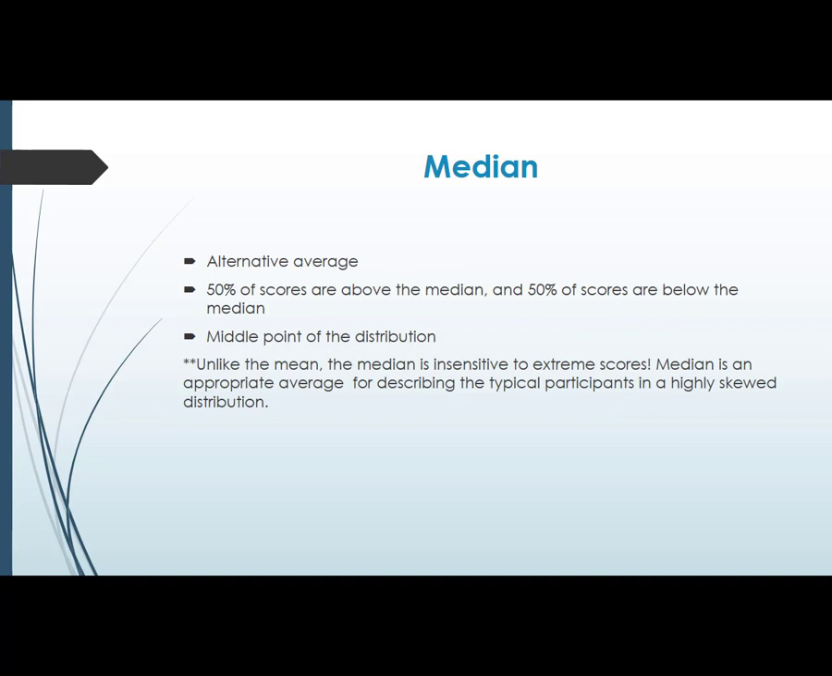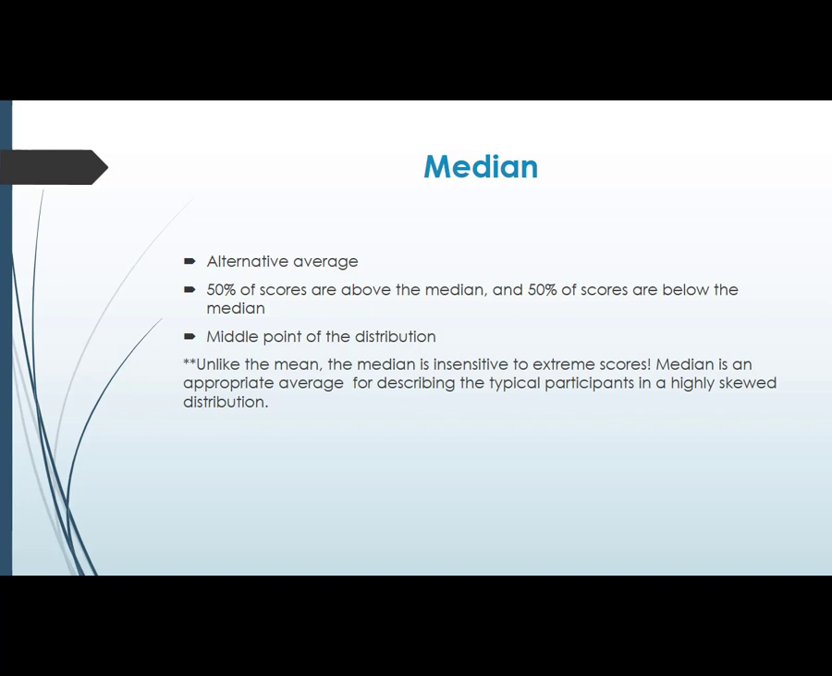So let's talk about median. This is an alternative average. 50% of scores are above the median. 50% of scores are below the median. That's always the case. It's the middle point of the distribution. Median, middle. So unlike the mean, the median is insensitive to extreme scores.